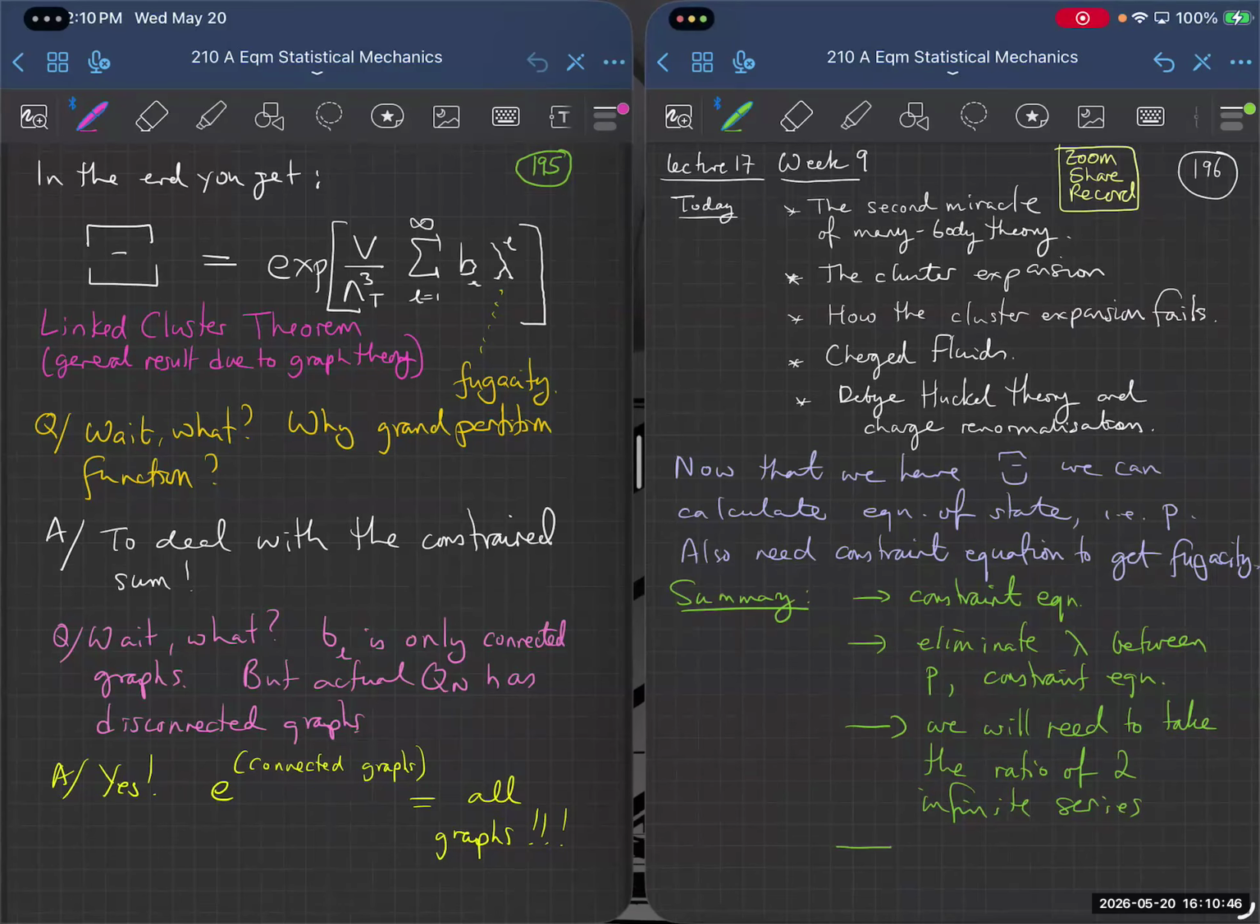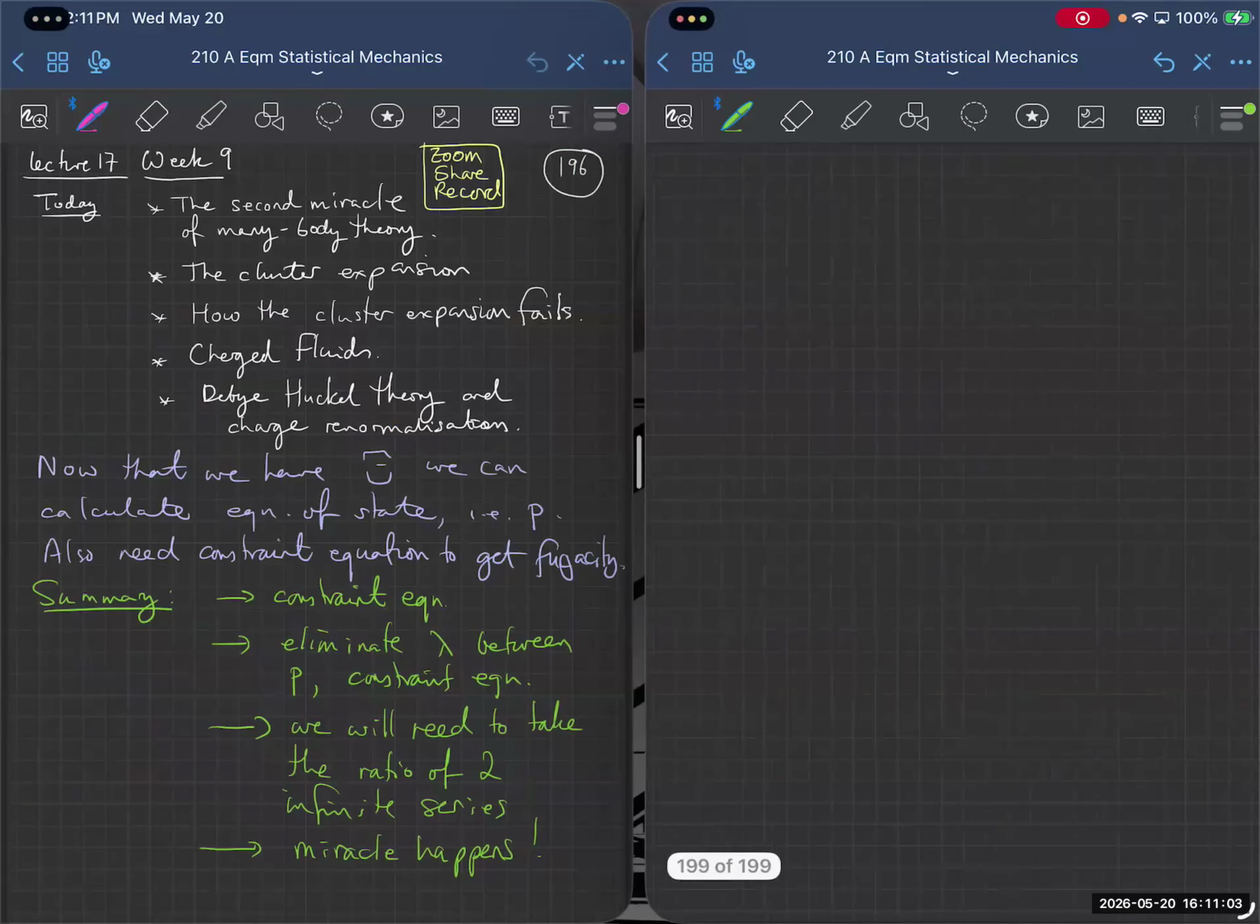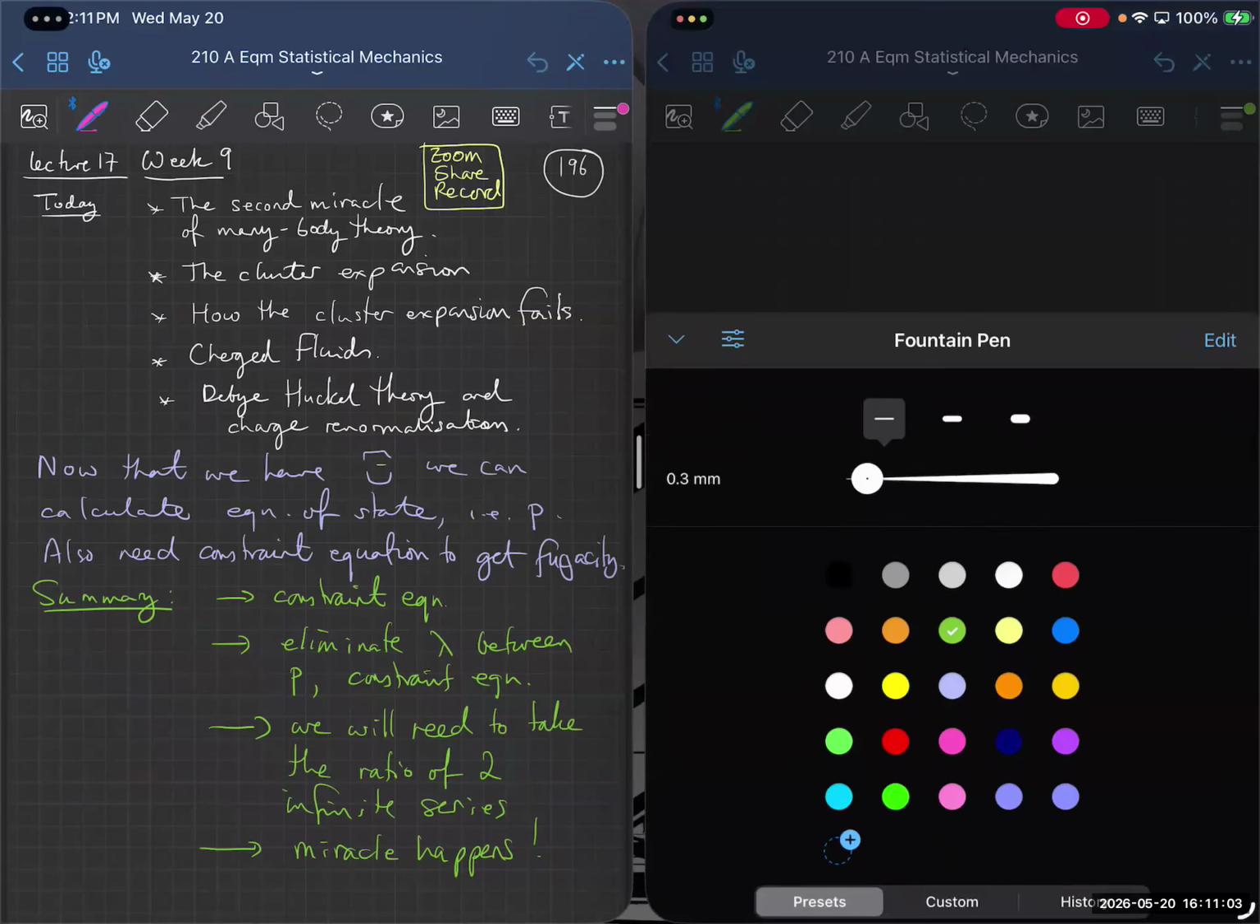And then a miracle happens. And that's what I'm going to do. So I'm going to very quickly just go through that and then get to the point where we can talk about the miracle. So let's just quickly do that. And if you want to go to sleep, feel free, and I will wake you up when I get to the good bit. Okay. So here we are.